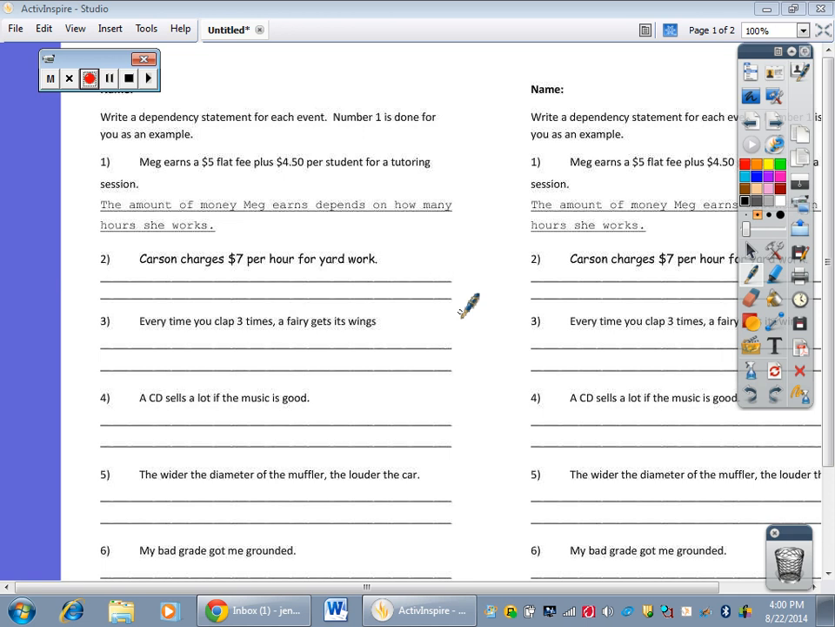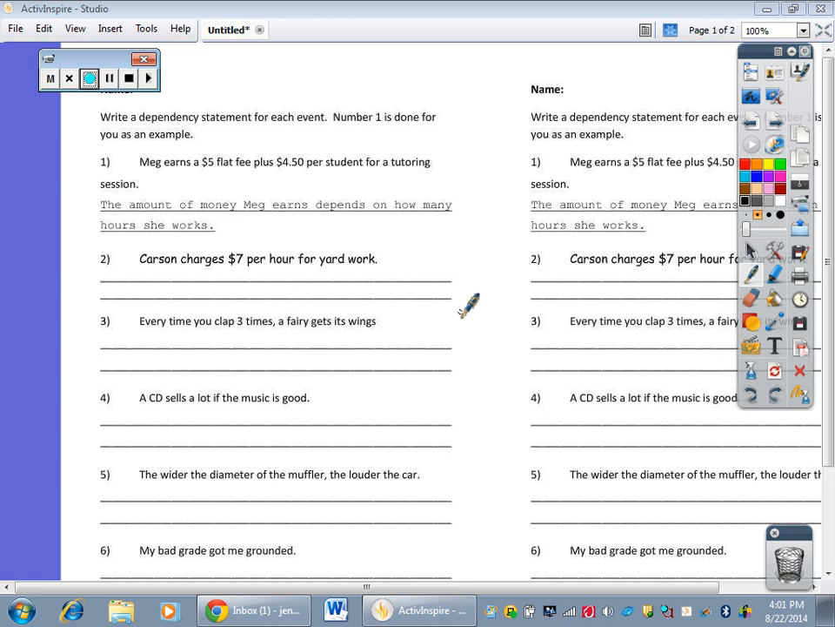So today in class we talked about independent and dependent statements. And today in your homework you have a list of different events, and you have to figure out which variable in the event is independent and which variable is dependent, and write a dependency statement for each of the events.